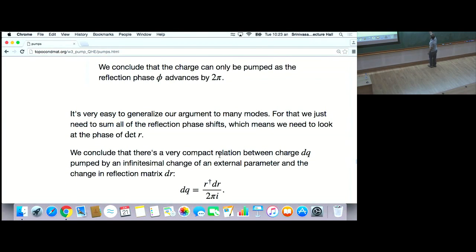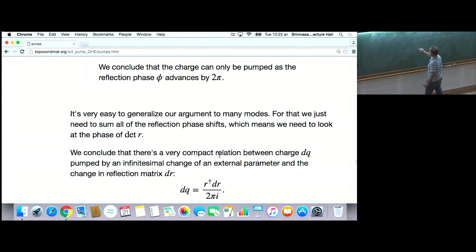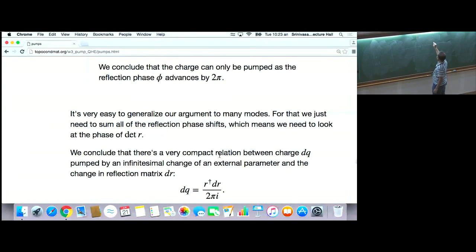Let me draw. I have some left lead. And then I have this, the one-dimensional pump. And let me focus on electrons. So I have electrons coming in from the left lead, and they get reflected. So I have some electrons coming in, they get reflected with some amplitude r.